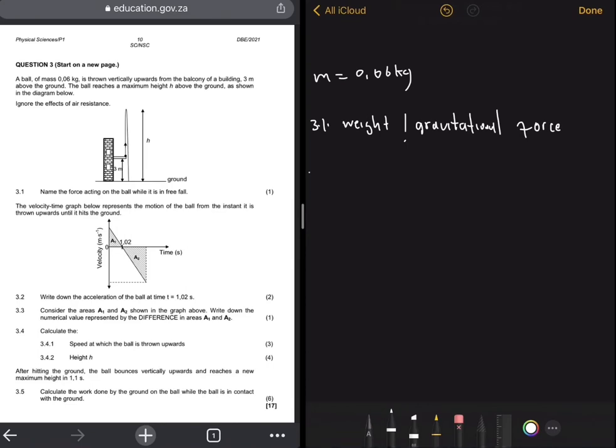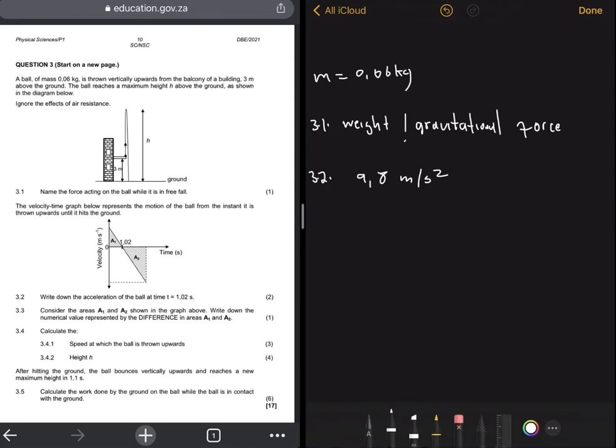to realize. And then question 3.2 says, write down the acceleration of the ball at time t equals 1.02 seconds. The acceleration is 9.8 meters per second squared, right? But then this is more of a trick question. They're trying to see if you really know vertical projectile motion. Because you can see there at t equals 1.02 seconds, the VT graph cuts the x-axis, so the velocity is zero.